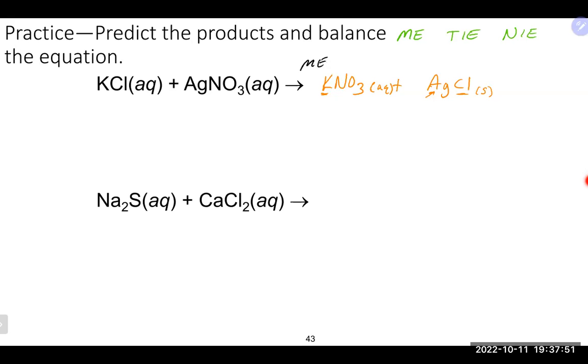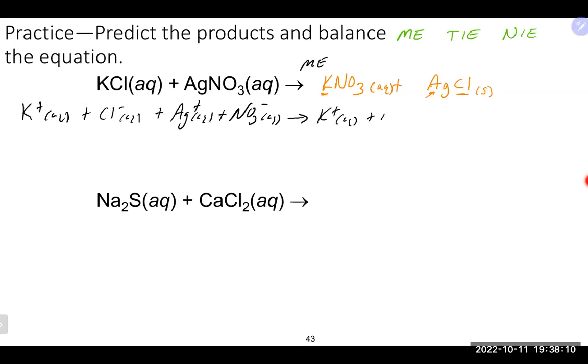To go to the total ionic, we're going to break it apart. We would have K+ and Cl-. The next guy would also break apart, Ag+ and NO3-. Our potassium nitrate will break apart. Potassium and nitrate.